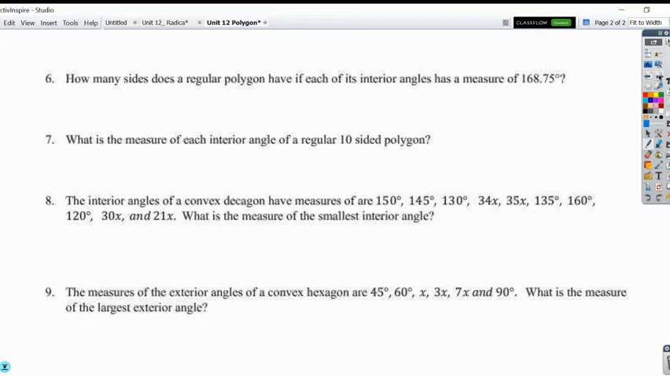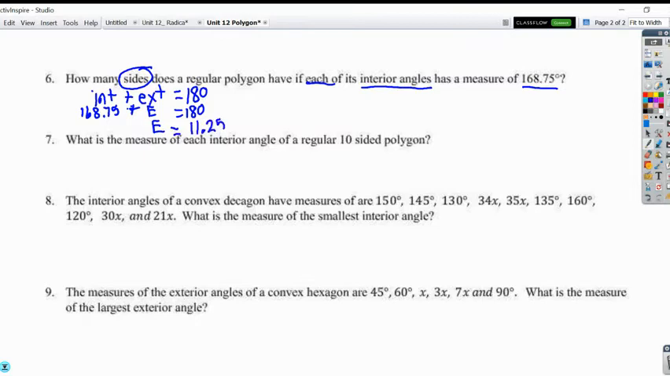In this 6th problem, how many sides does the regular polygon have if each interior angle is 168.75? For me, I'm going to convert this into an exterior problem because I know that that interior plus that exterior angle has to equal 180 degrees for the linear pair. So with that 168.75 as my interior information, adding on my exteriors would give me that 180 total. So let's subtract from both sides and find out that the exterior angle in this problem must be 11.25 degrees.